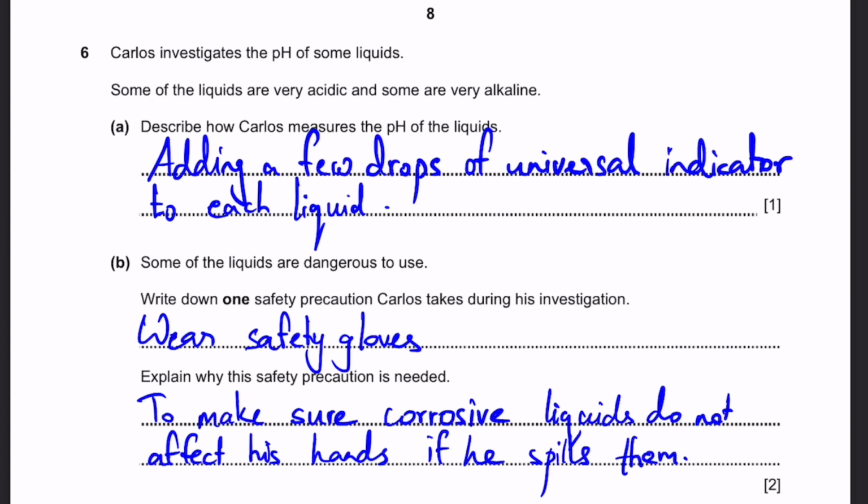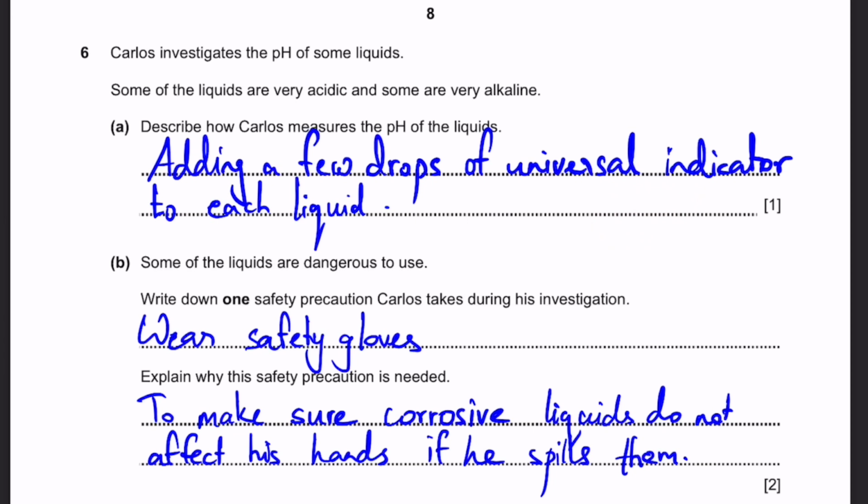Carlos investigates the pH of some liquids. Some of the liquids are very acidic and some are very alkaline. A. Describe how Carlos measures the pH of the liquids. Well, the answer is simply adding a few drops of universal indicator to each liquid, or using a pH meter, which is a kind of equipment used for measuring pH. Also, you can use universal indicator paper instead, but it's pretty much the same thing. So that's the answer.